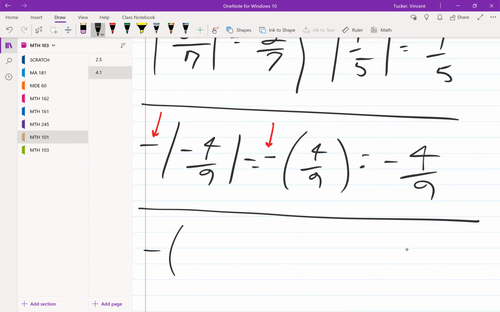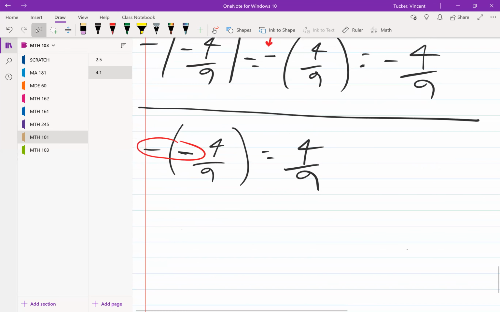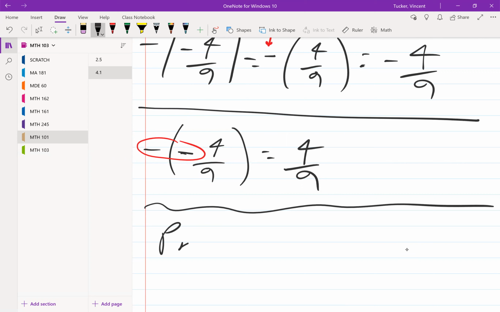And then if you have parentheses instead of absolute value, negative to a negative turns positive. That couldn't happen with your absolute value because the absolute value had to be applied first. So negative to a negative turns positive. We have 4/9. All right. I think that is it for this section. Oh, one more thing. Generically, we look at the properties of fractions.